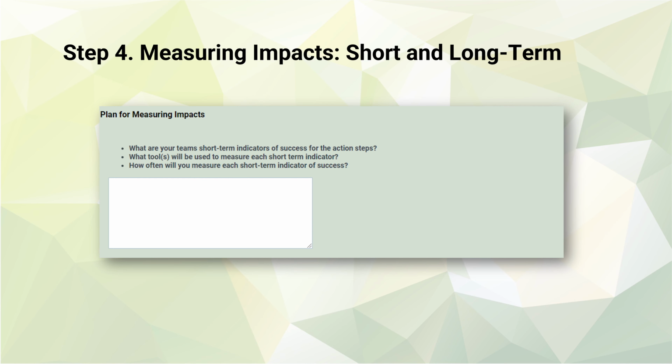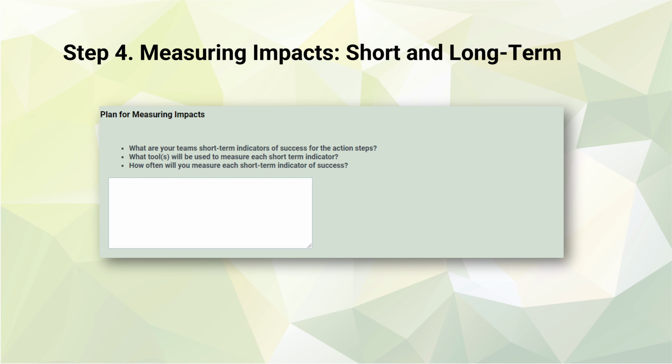So step 4, measuring impact, short and long term. If we think back, we've figured out what our long-term goal is, we've identified really specific action steps to reach that long-term goal, we've figured out the resources we're going to need in order to implement those action steps. We have thought about some factors, both positive and challenges, related to those action steps. And now we're going to be thinking about impacts, short and long term.